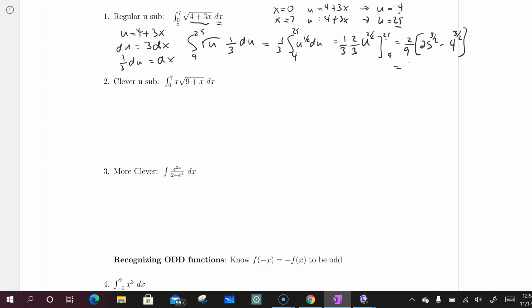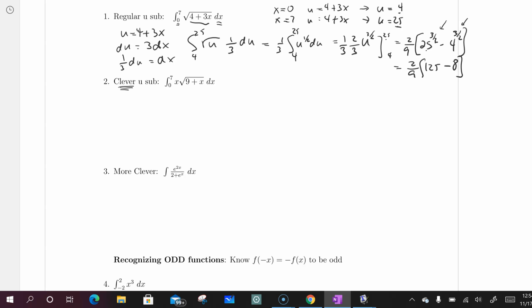And we should know what those are, right? So this is the square root of 25, which is 5, and then cube it, so that's 125, subtract the square root of 4, which is 2, and cube it. So, and I'll just leave it like that. But I do want you to, if they're nice numbers, deal with the fractional exponents. Okay, so here's where I'm going to call clever u substitution.